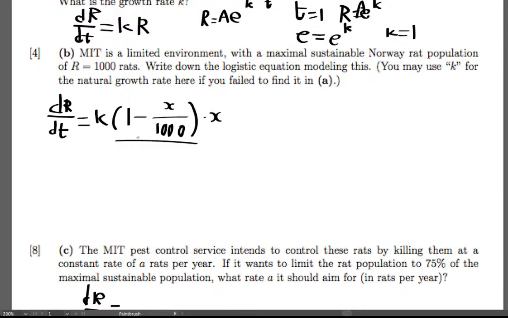which also limits how many you will have at the maximum. So basically at 1000 it should be 0. That is the theory. But then you know that k is 1, so you can ignore this. So we got this function here.